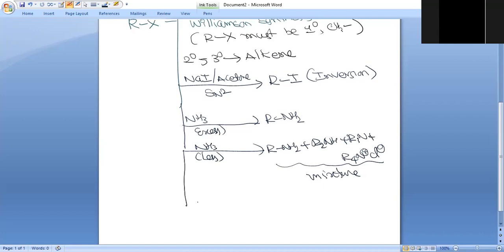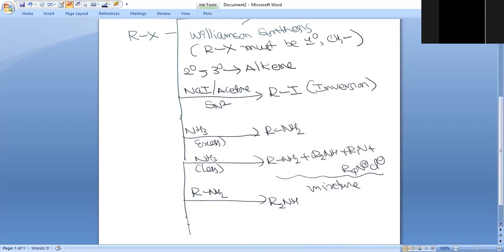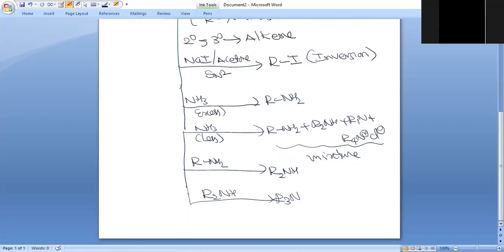And the next one, you take the primary amines. Generally it will give the secondary amines. Taking the secondary amine, it gives the tertiary amine. Like that the reaction takes place here.